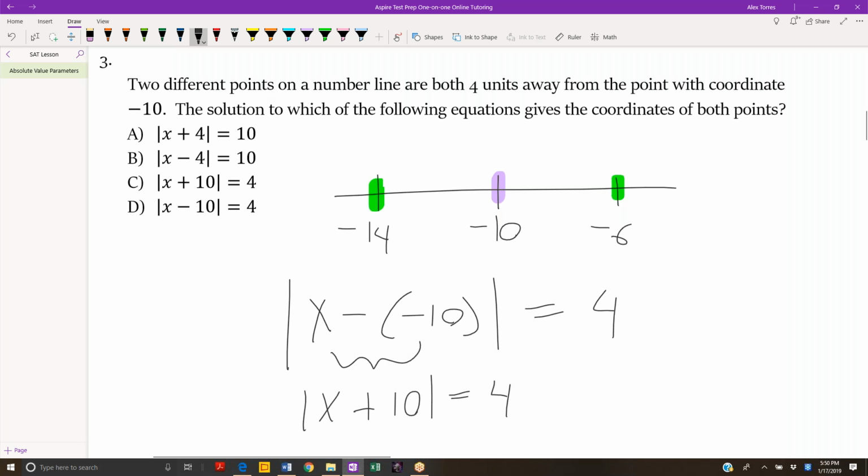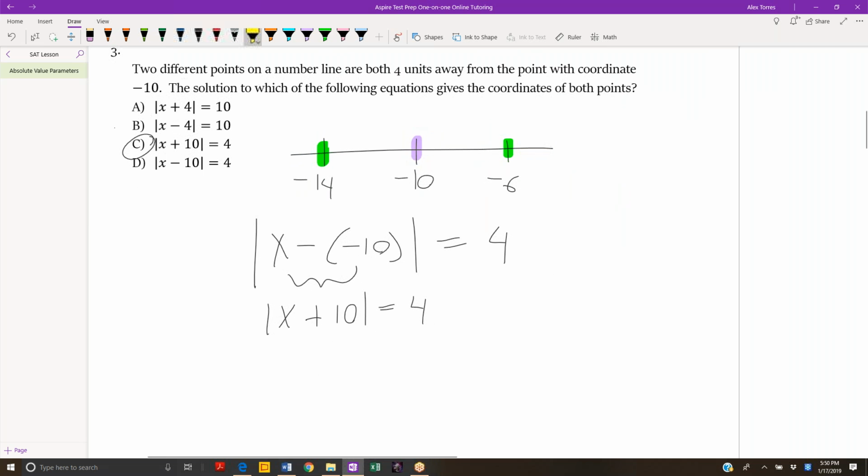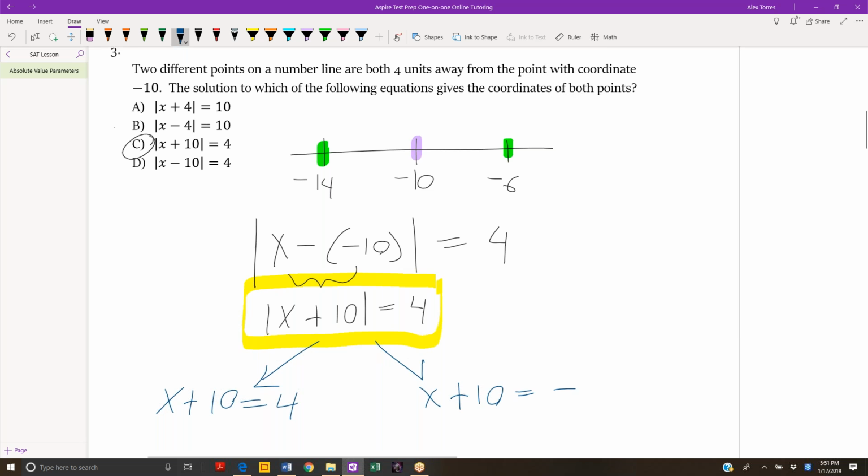Quick side note here. By the way, the answer would be C. If the SAT gave you a problem that started at this yellow point and basically said solve it, what would you do? Well, you should have it as an instinct to go ahead and say x + 10 = 4. So we've got one situation where we just take away the absolute value, and x + 10 = -4. And then you solve them both.